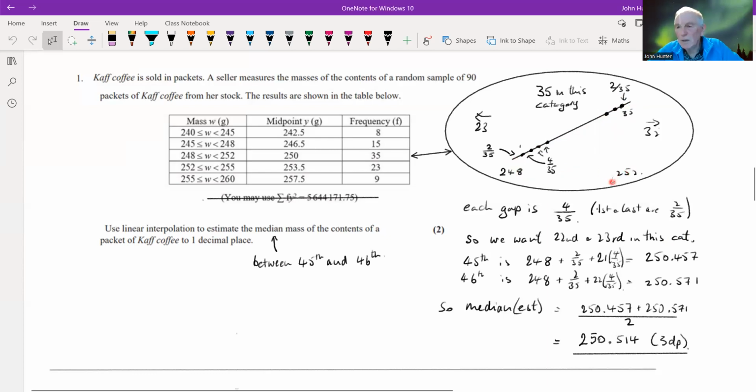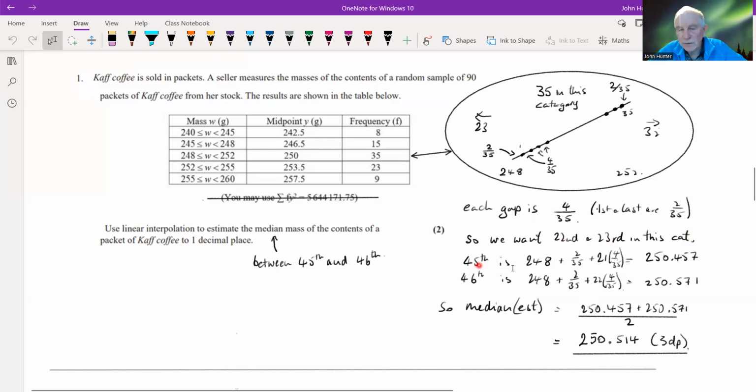So okay, I'm perhaps being a little bit more nitty-picky than you actually need to be. At the end of the day, it just says an estimate, so you can probably simplify it a little bit. Anyway, this is the way I've done it. Each gap is 4 35ths, and first and last are 2 35ths. And we want the 22nd and the 23rd in this category.